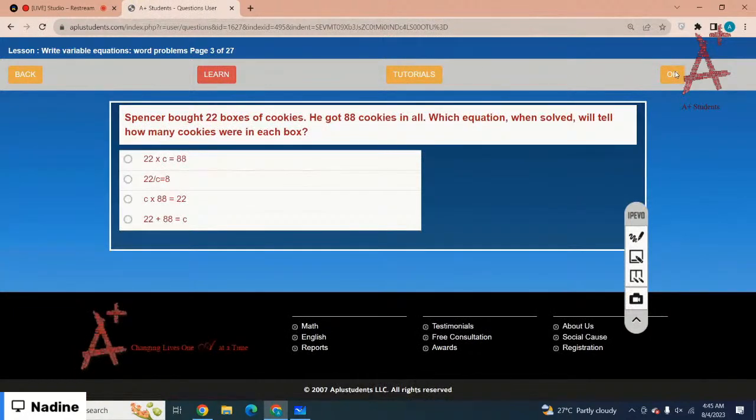Spencer bought 22 boxes of cookies. He got 88 cookies in all. Which equation, when solved, will tell how many cookies were in each box? In one box, you have 22 cookies, right? So the total cookies were 88. How many cookies were in each box? So which is the correct option?